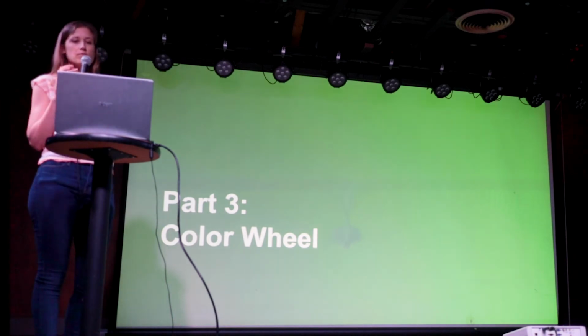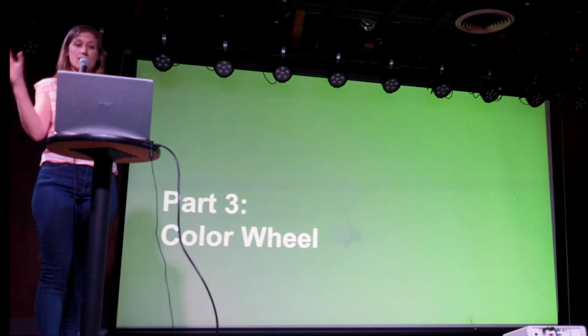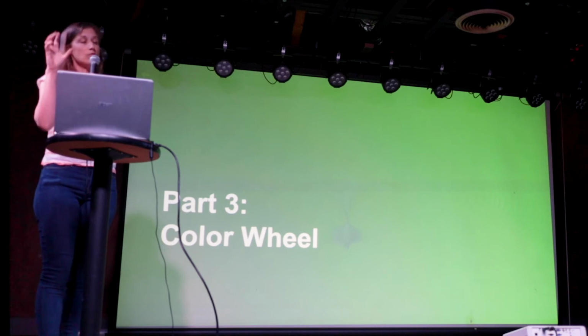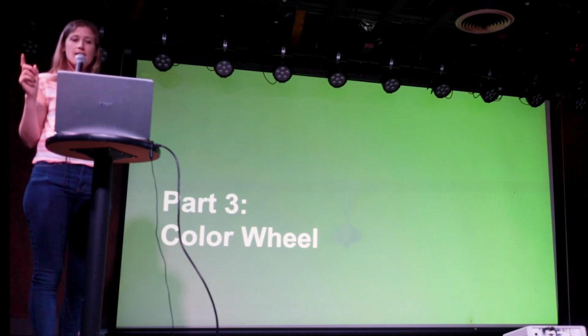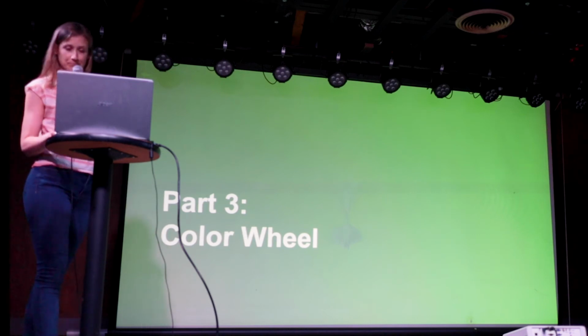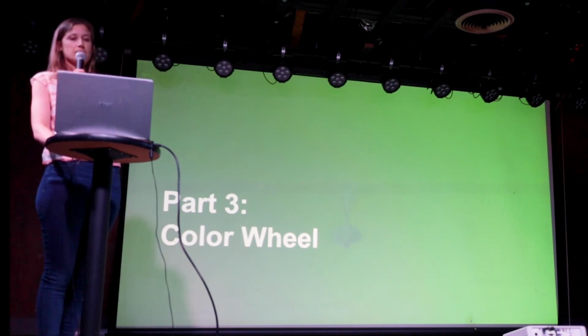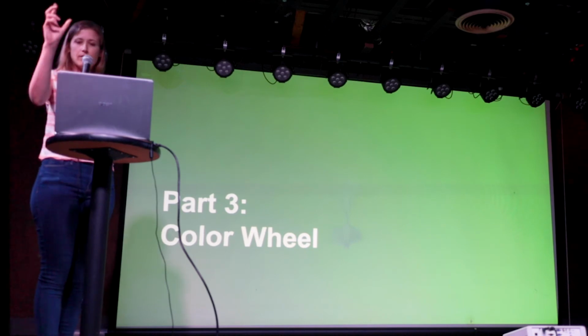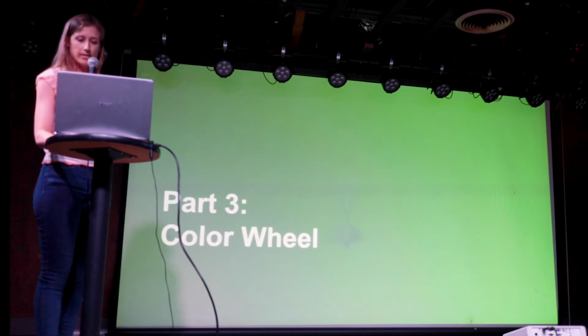All right, so part 3, color wheel. So, now that we have some familiarity with color groups and the associations that can come with them, we can dive into the relationships between colors. And that means it's time for the color wheel, or the pizza of color. So, the color wheel helps us understand the purity of colors and how colors are created.